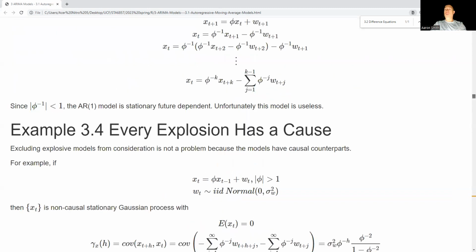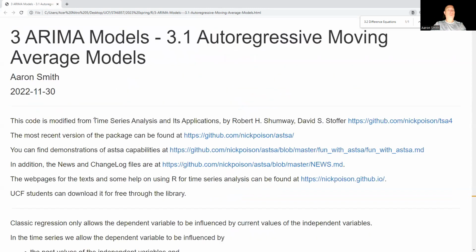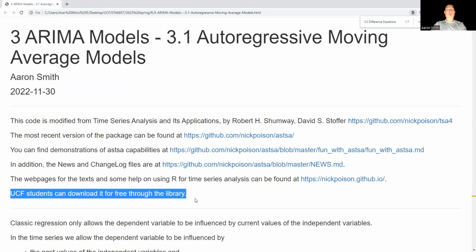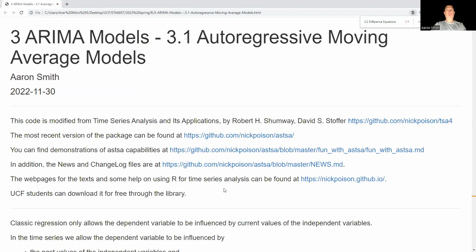All right, so we're going to go ahead and run through Time Series Analysis and Its Applications. This is the textbook. Here are the names of the authors. Here's our GitHub page. And the textbook can be downloaded for free through UCF's library, for free for any students.